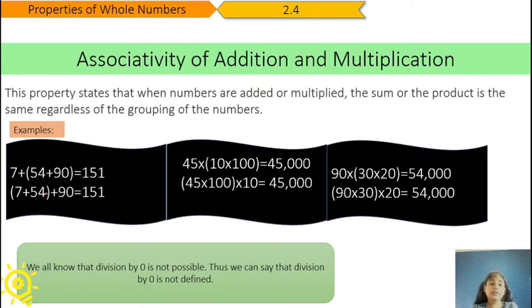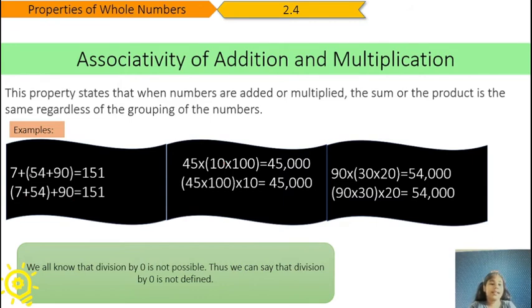The other way of grouping can be 7 plus 54, and then we add 90 to it. Our answer still remains 151. So our next example is 45 into 10 into 100. Our final answer will be 45,000. Why? Even if we change the order of grouping, the answer still remains the same, but it should be addition or multiplication. It doesn't matter how you put it.